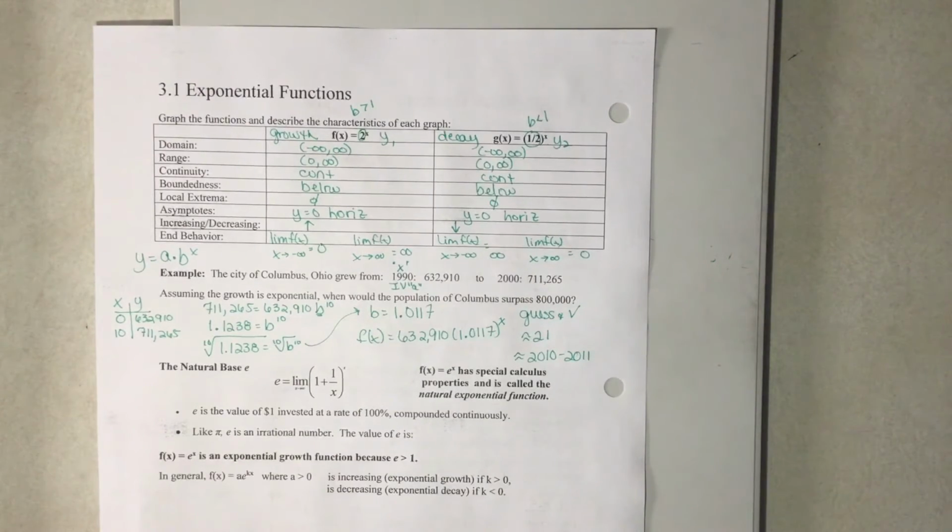Is there a way to write a formula for abnormal exponential functions? Like say it's exponential up to a certain point and then it deviates? Yes, they can do that, but not in this class.